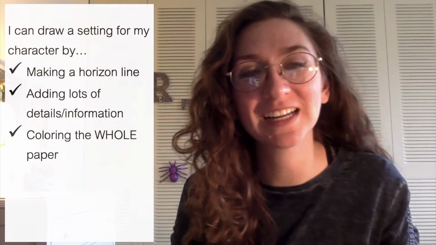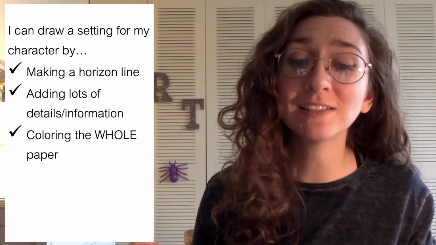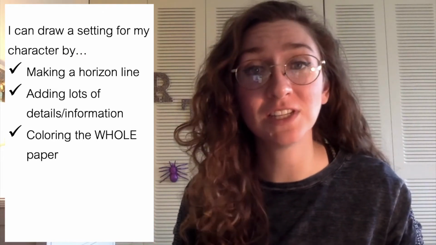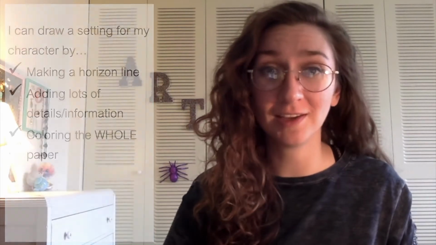Today our learning target is: I can draw a setting for my character by adding a horizon line, adding lots of details and information, and coloring the whole paper carefully. Last week we learned how to use basic shapes to draw the characters from our stories that you told me 2 weeks ago. This week we're going to create a setting for our characters.